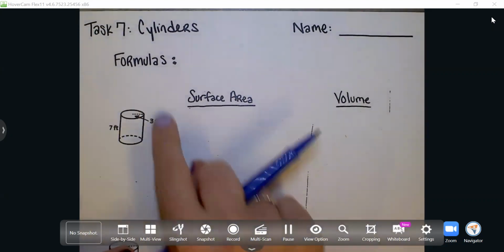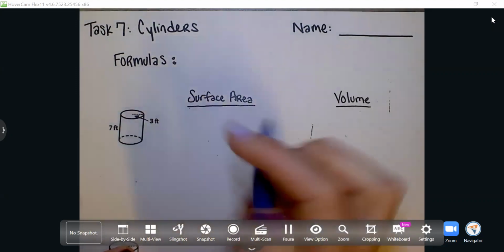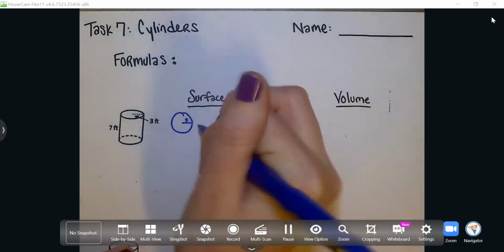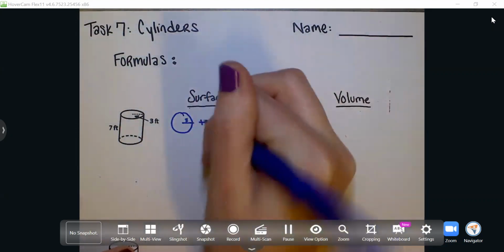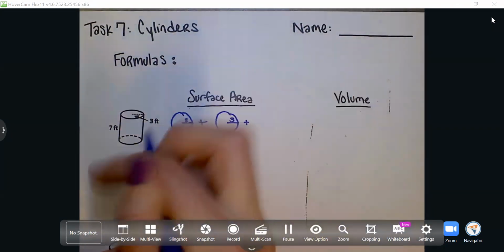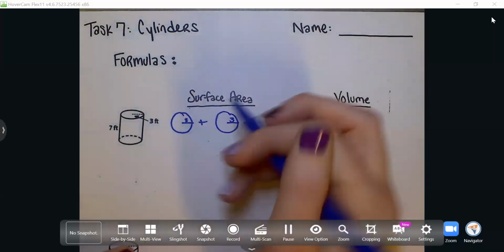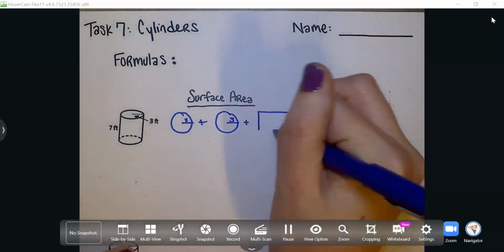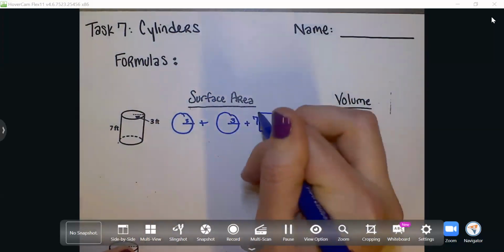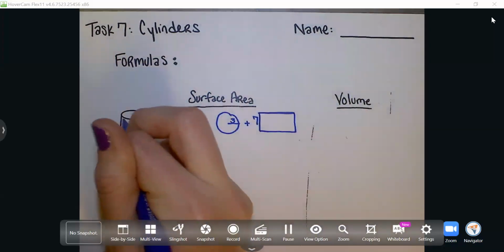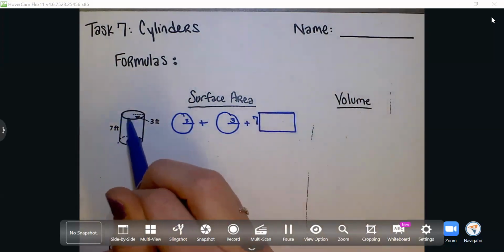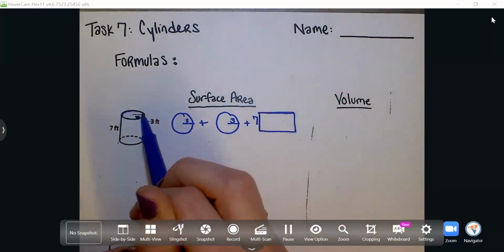What I want to do is break down all the surfaces on this cylinder. Essentially, we have a circle at the top, right? I have a circle at the top with a radius of 3. I have another circle at the bottom with a radius of 3. And then wrapping around the whole cylinder itself is essentially a big, long rectangle. I have the height of 7 feet. And this distance right here is essentially the distance around this circle. We call that circumference.